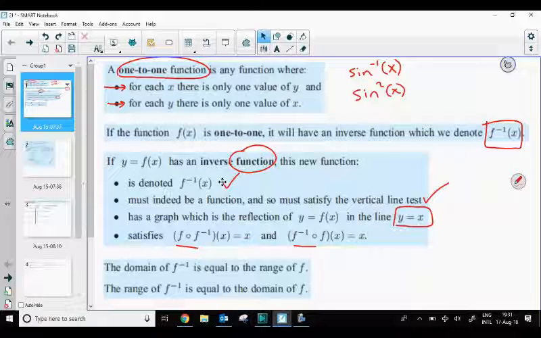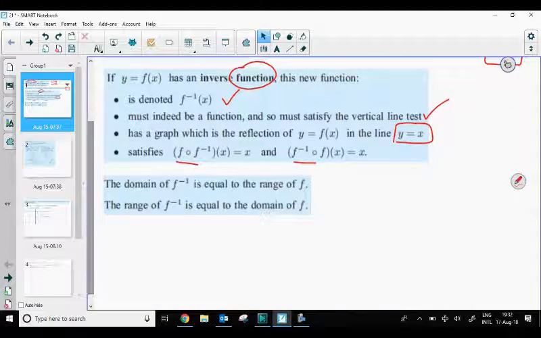This is the only time when the composition of functions done in any order will always give you the same answer. Last point, the domain of the inverse is equal to the range of the original function, and the range of the inverse is the domain of the original function. Basically, this means we're taking y's and x's and we're switching them. And that's going to be the way that we're going to algebraically work out what the inverse function looks like, is just by switching x's and y's.